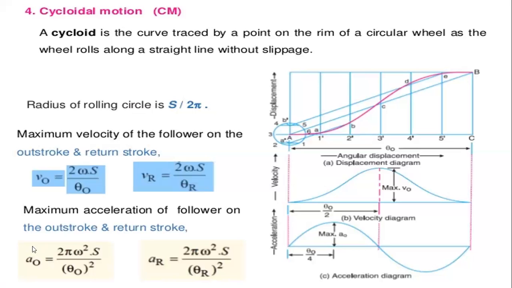Next, we take the maximum acceleration of the follower for the outstroke and the return stroke. For the outstroke, the acceleration of O is equal to 2 into pi into omega square into S by theta of O, whole square. That is the outstroke. And for the return stroke, it is 2 into pi into omega square into S by theta of R, whole square.